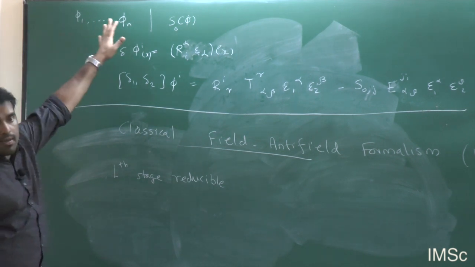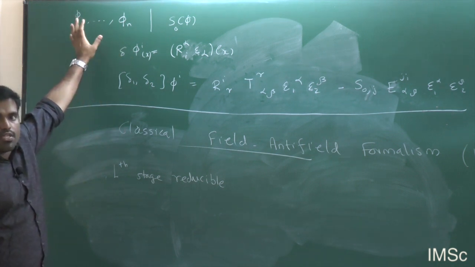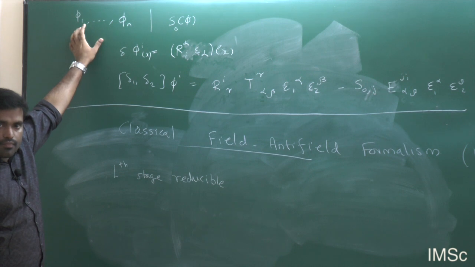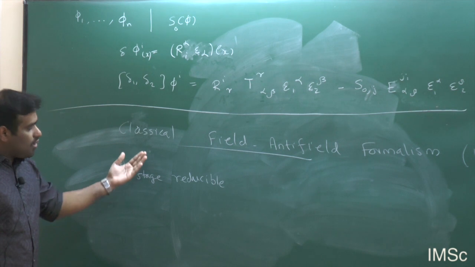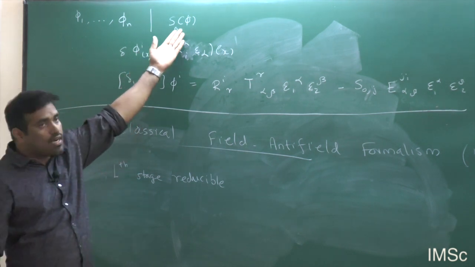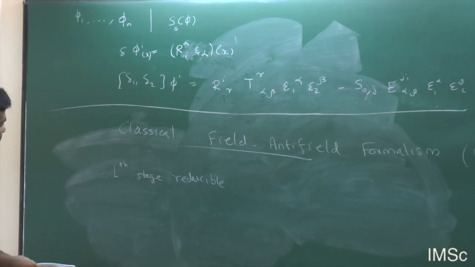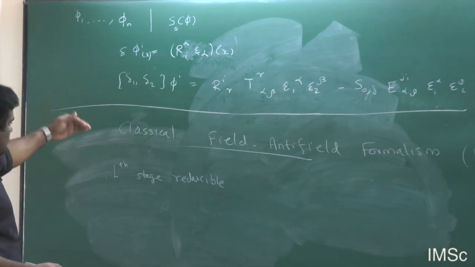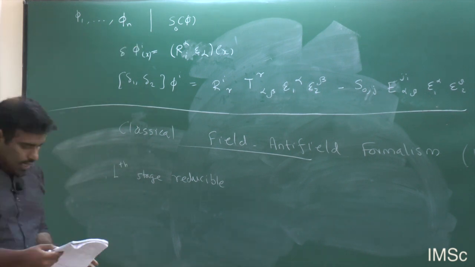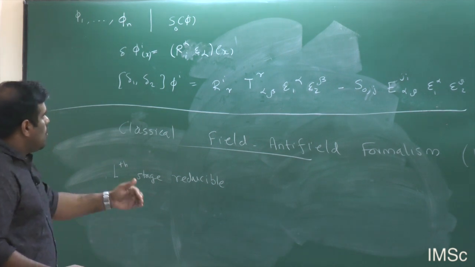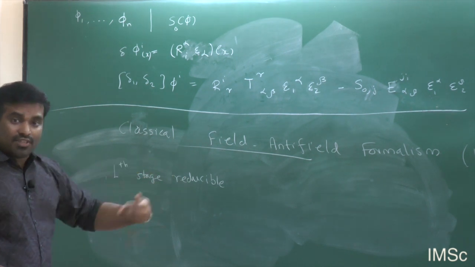These are matter fields or gauge fields, whatever you have in the theory. So there is no ghost field in the original set. And to introduce the ghost fields, first you have to understand the gauge structure. That depends on what kind of action you choose. Once you realize that your theory is L stage reducible, which you can find from your classical action, you have to introduce a ghost for the first gauge transformation, and then a ghost for the ghost.